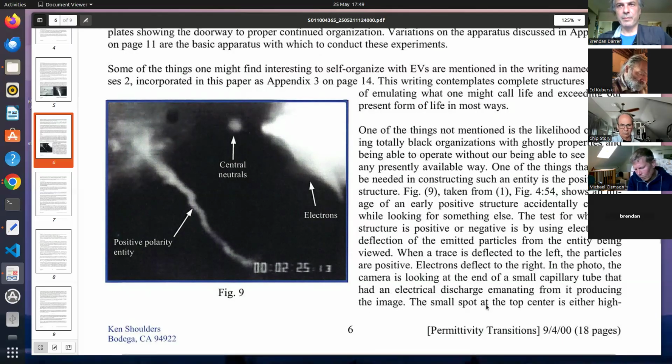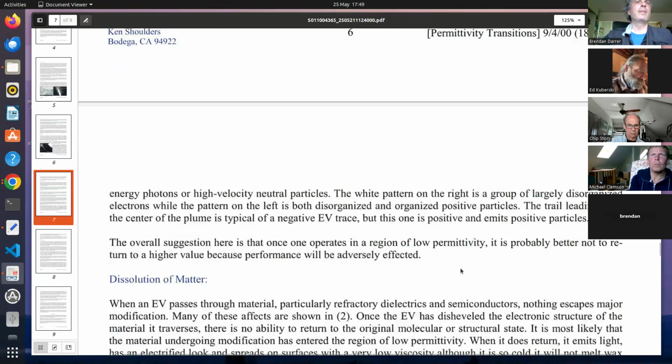The small spot at the top center is that spot there. It is either high energy photons or high velocity neutral particles.